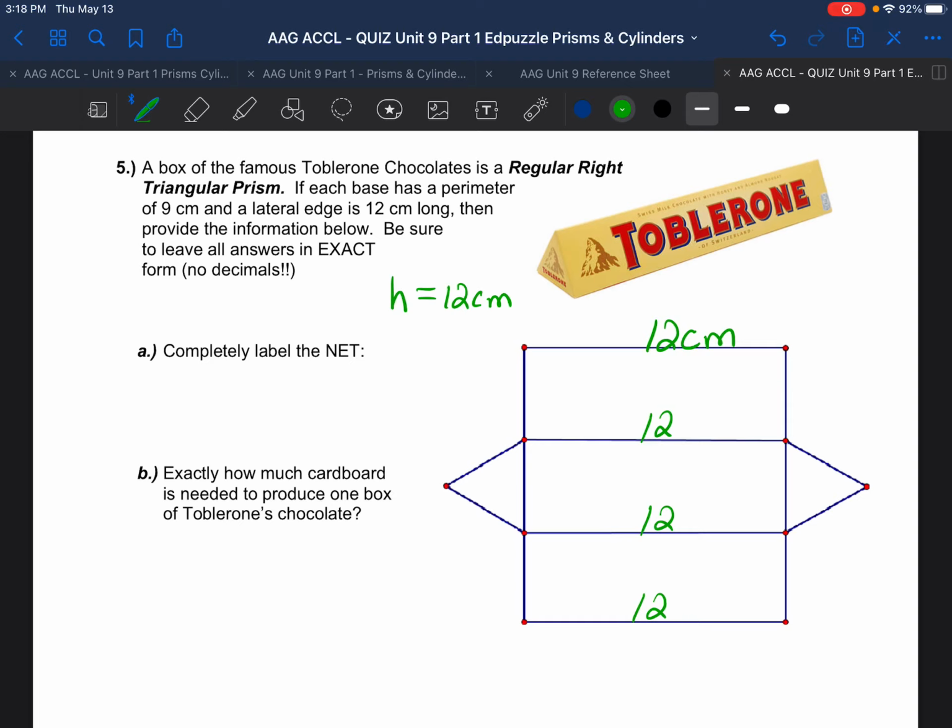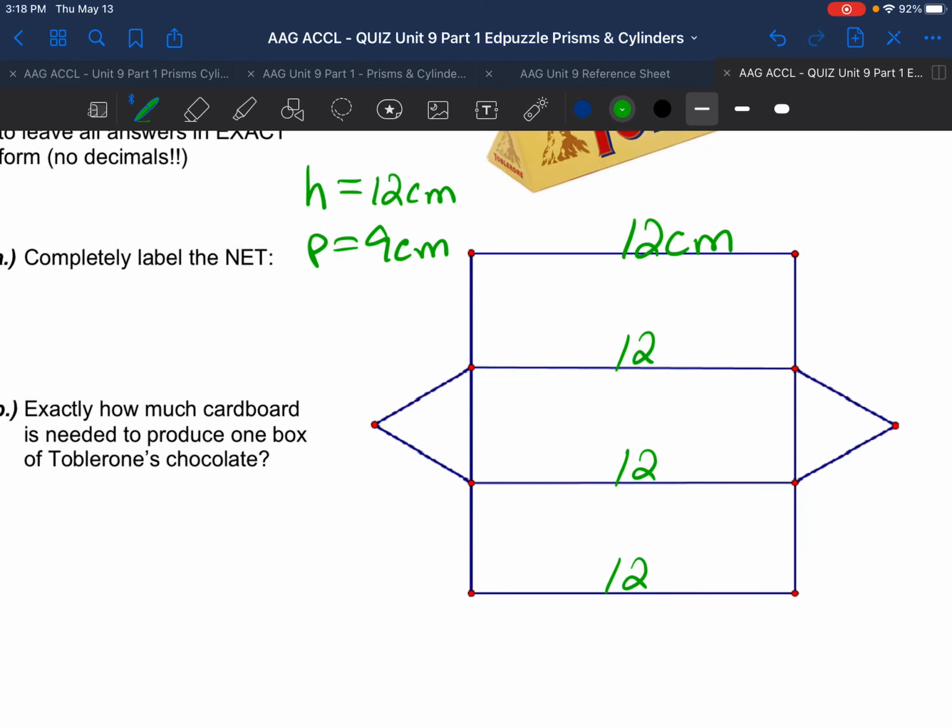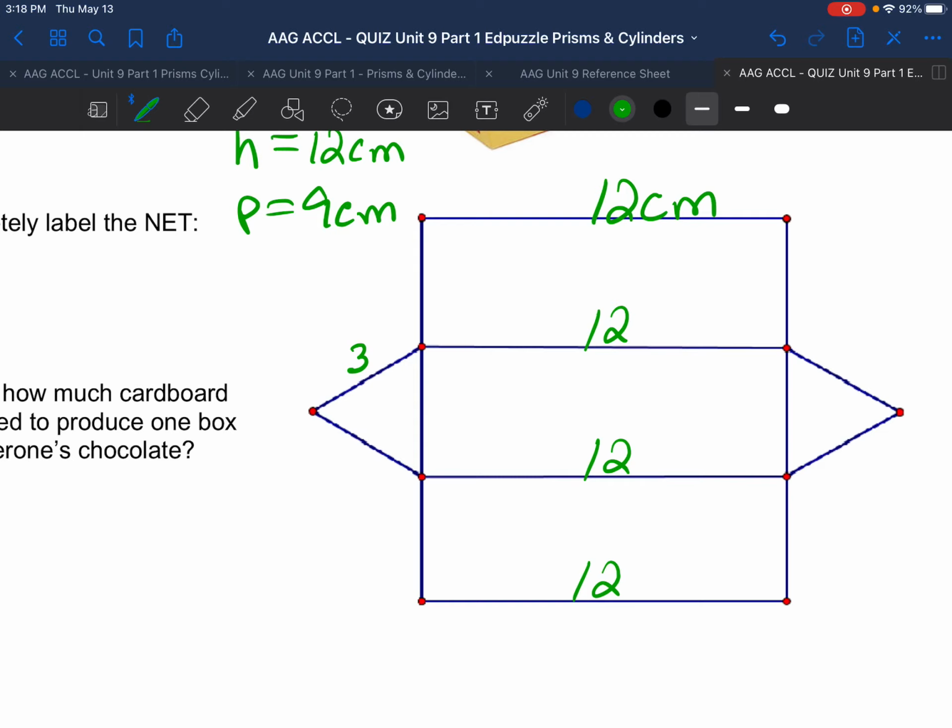All right, the perimeter of the base, they told us, is 9. I'm jotting that down as well. So each base has a perimeter of 9 centimeters. Let's head over here. We're going to label this with 3, 3, and I'm going to hold off on this 3. Well, I guess I could put it now. That's 3. And then we're going to have 3 here as well, and 3 here as well, right? So we're going to end up with equilateral triangles because they mentioned the bases were regular. Now I'm just going to follow along with my 3s, and then this is also 3.